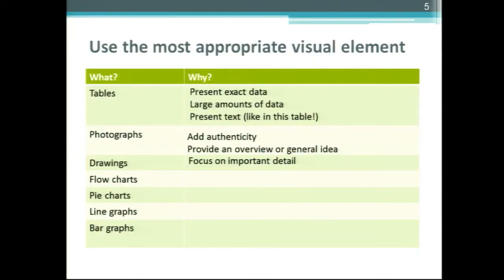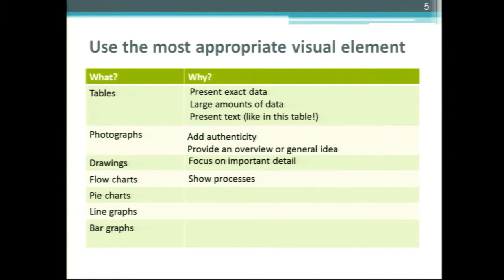Then we have drawings to allow us to focus on particular details. And there are drawing programs available that some of you probably are quite comfortable with or more familiar with than I am, but you can download drawing programs so you can get nice drawings of details that you would like to have as part of your report or as part of a presentation.